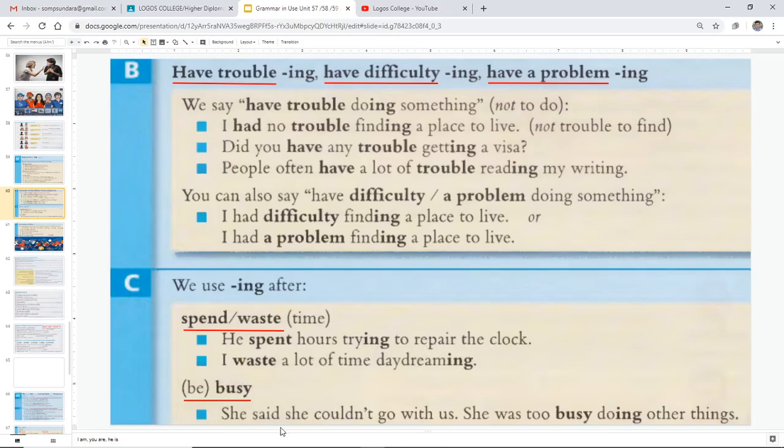Be busy. Form of be. She was too busy doing other things. If it's past tense, I was too busy doing other things. If it's present tense, I am too busy doing other things. You are too busy studying for your exams.